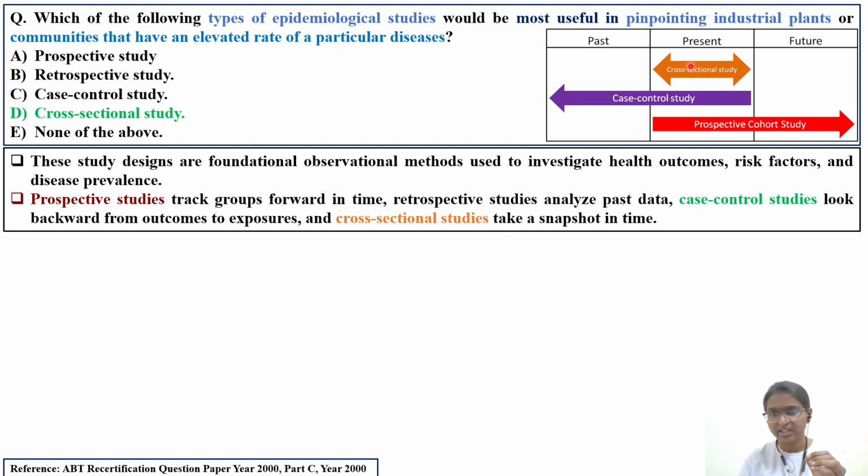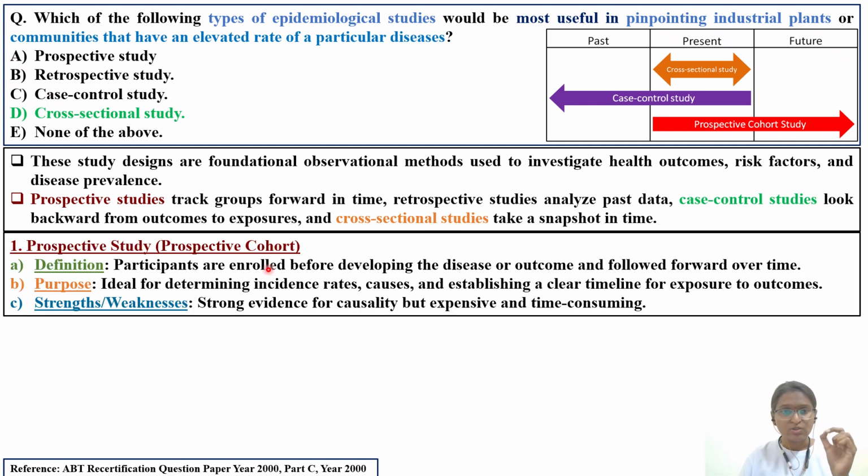For example, here I am going to study a certain population from Jan 2026 to December 2026. That is a particular fixed time in the case of cross-sectional studies. Case control studies look backwards and prospective studies look towards the future. This is the thing you have to keep in mind. So we'll see each and every option. First, we'll understand what prospective studies are in detail.